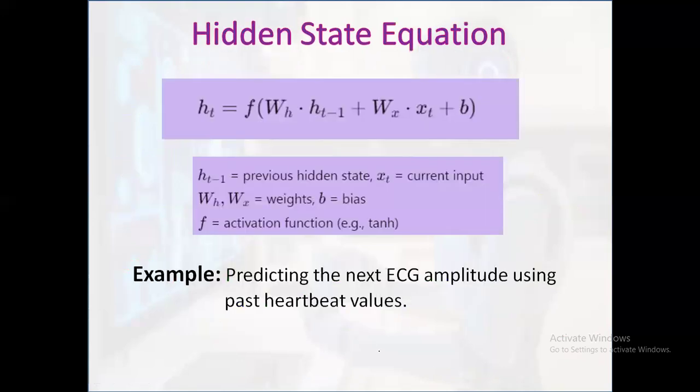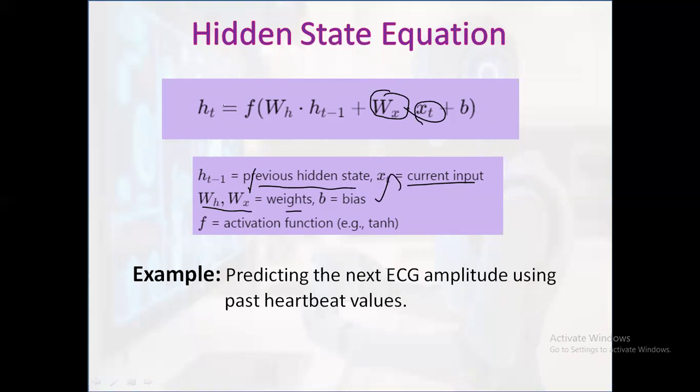Next, the hidden state equation. The hidden state computation is given by h_t equals f of W_h times h_(t-1) plus W_x times x_t plus b. This is the input, this is the weight value. You know that h_(t-1) is the previous hidden state, x_t is the current input, W_h and W_x are the weights, and b is the bias.